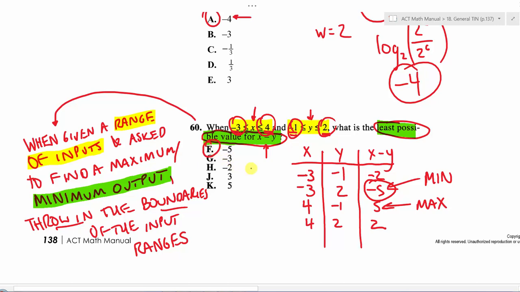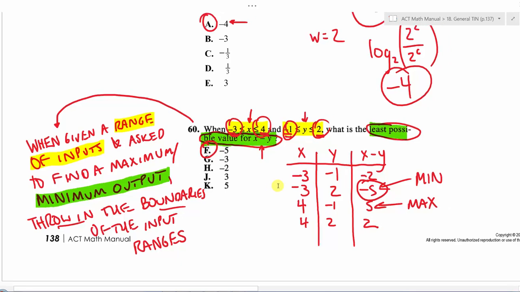So again, when they give us these input ranges and they're asking us to maximize or minimize the output, it is a good idea to focus on the endpoints or boundaries of the input ranges. Usually that will pretty quickly and clearly produce the maximum and minimum values that you need. That is it for General Tin.